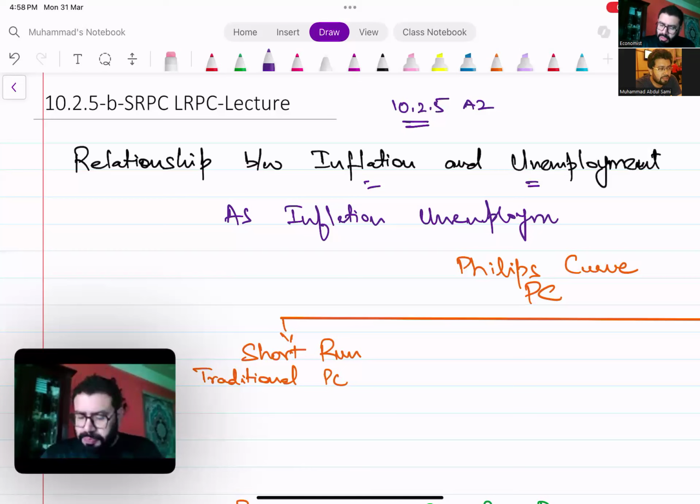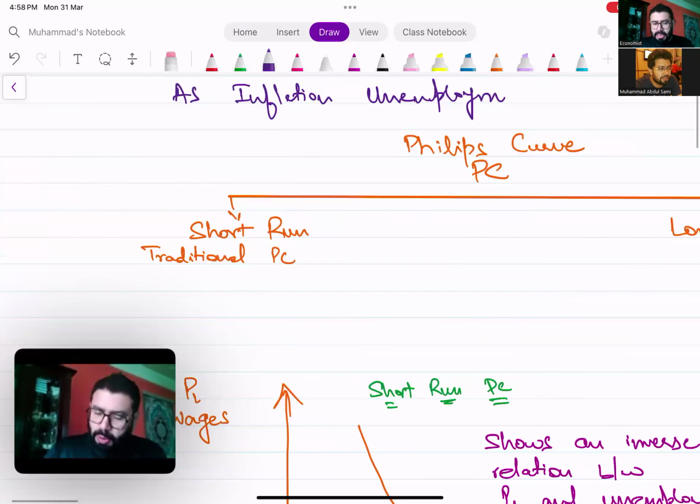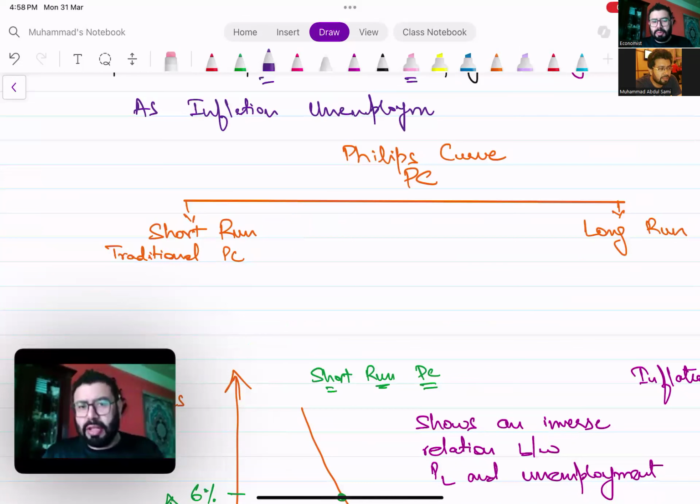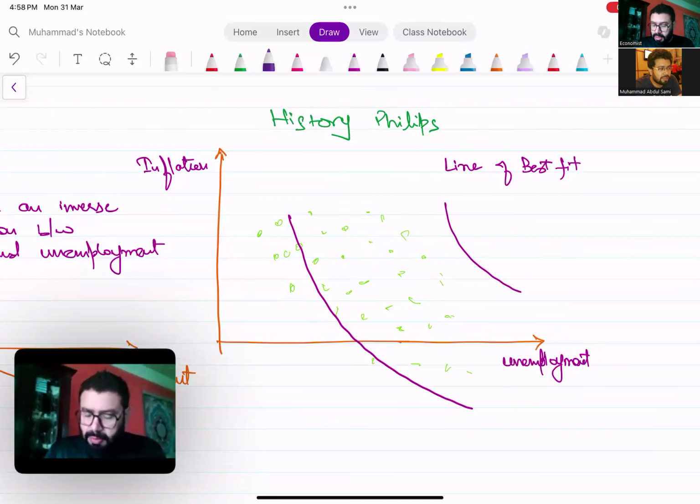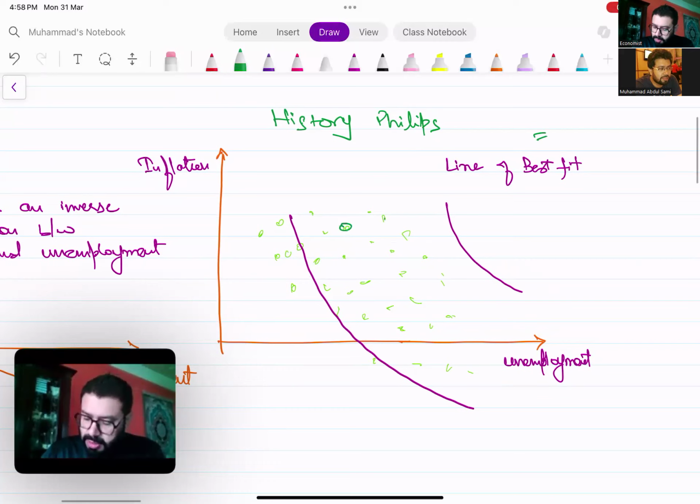Now, our topic here is the Phillips curve. In 1959, Phillips plotted the data for the UK for the period from 1861 to 1957 to show an inverse relation between inflation and unemployment. And guess what? He observed the data, and the data was very scattered. So he used the method of line of best fit, where he derived the relation. These dots were many of the data that he collected, and after all, he deduced the relation between unemployment and inflation.